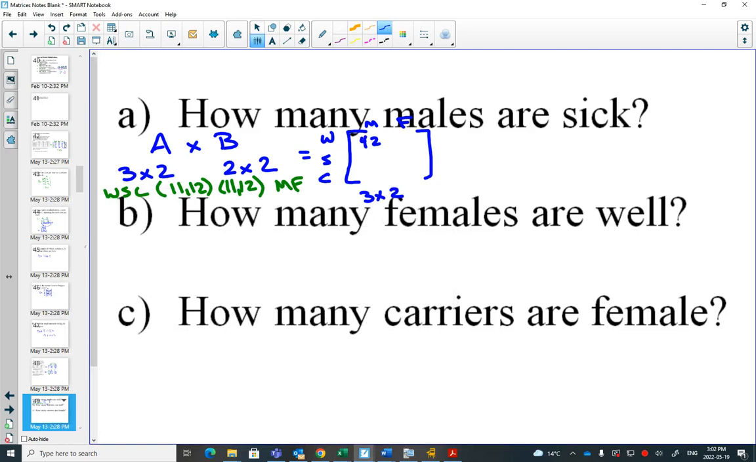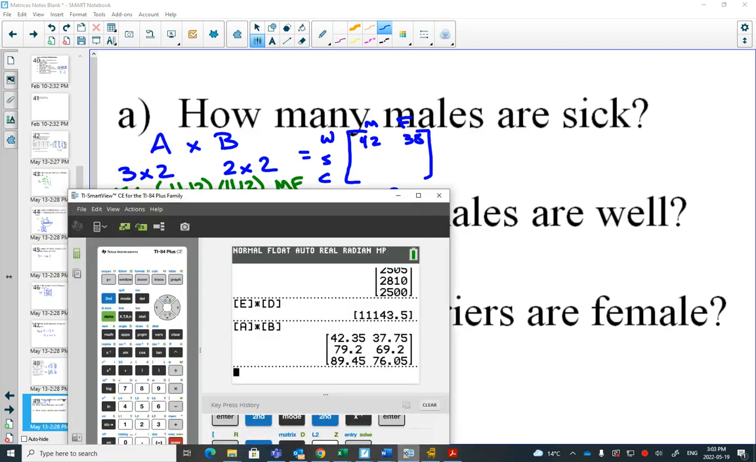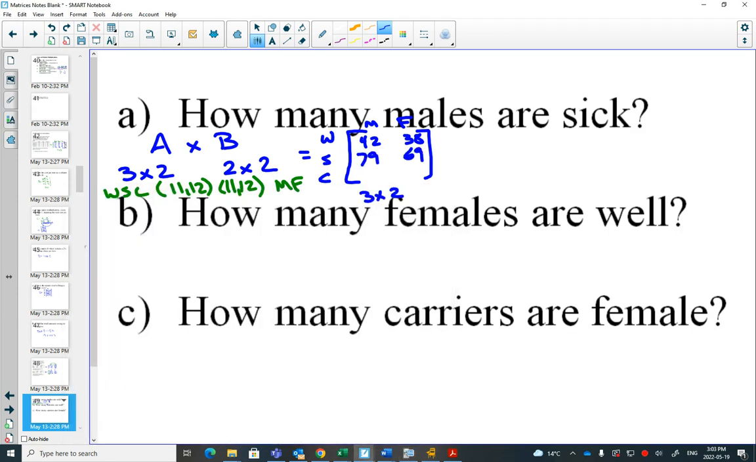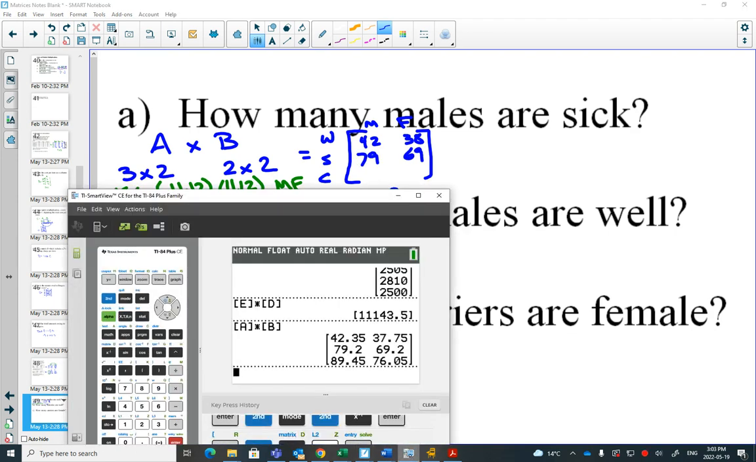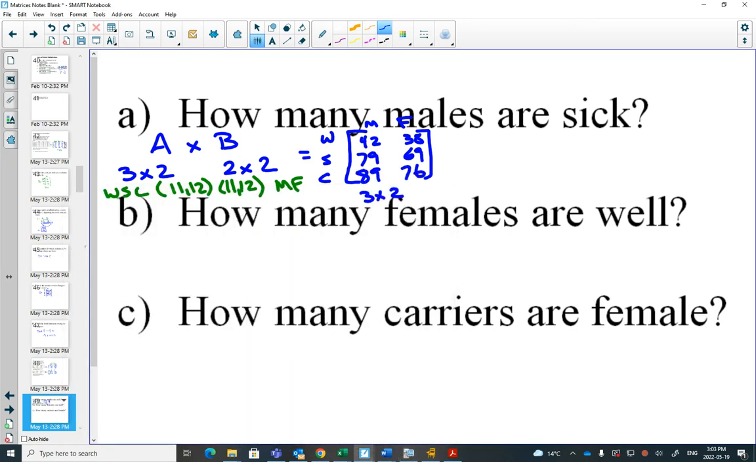Okay, are we good with 42 and 38? 79 and 69? Are you saying an amputee is less of a person? Ooh, 76 and 89. That's right. I'm going to grow my hair long to be more of a person.